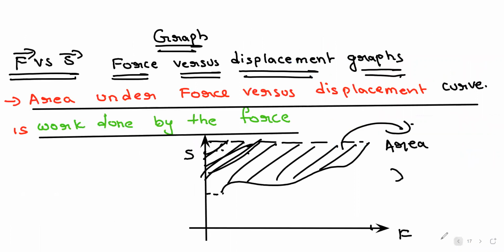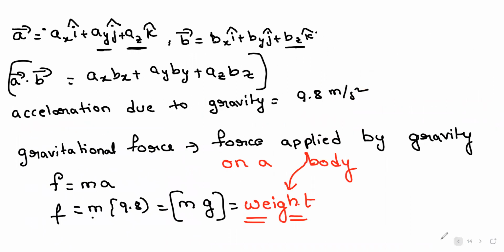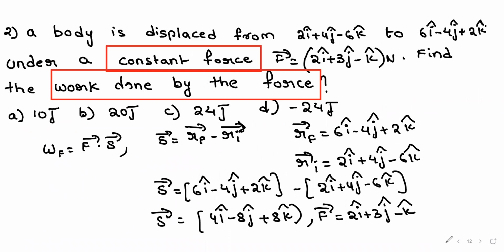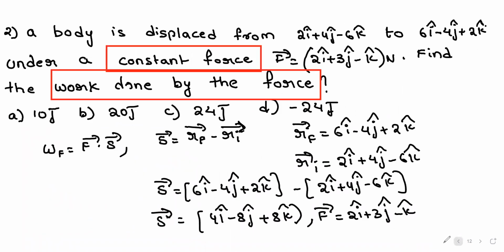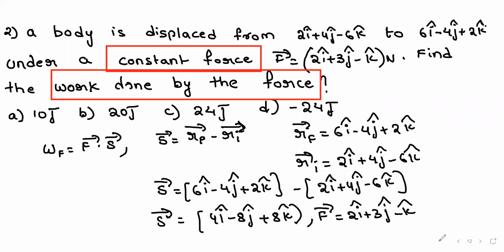Okay. Now I forgot a simple thing. See here, we got work done as minus 24 joule, right? So what can be the angle between the force and displacement in this case? 0 degrees? Minus 180? 180 degree. Look here, 180 degree.